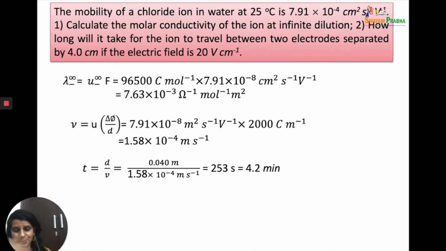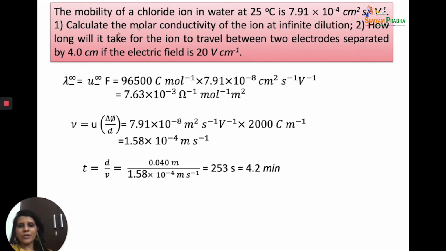Now let's look at this numerical. We are given the mobility of the chloride ion in water at 25 degrees centigrade. We are to calculate the molar conductivity of the ion at infinite dilution. How long will it take for the ion to travel between the two electrodes separated by 4 cm if the electric field is this much? So this is nothing but potential gradient, right? Just to give you an idea, if you are not able to understand the terms mentioned in the numericals, please take a look at the units. The units give you an idea upon what quantity we are talking about.